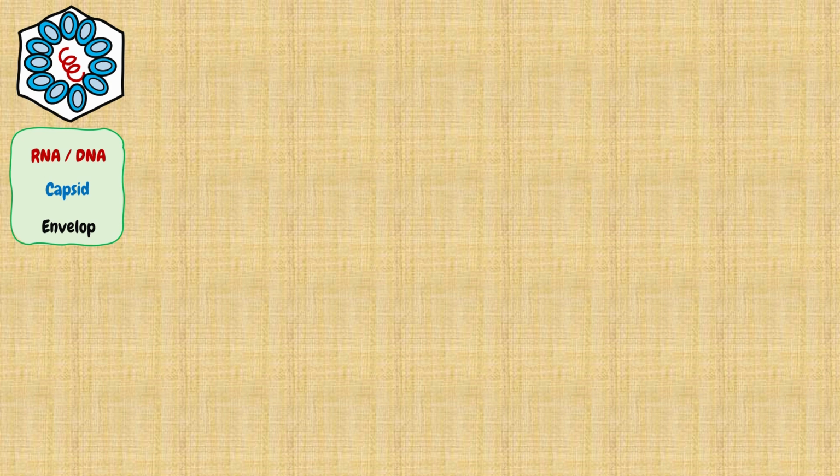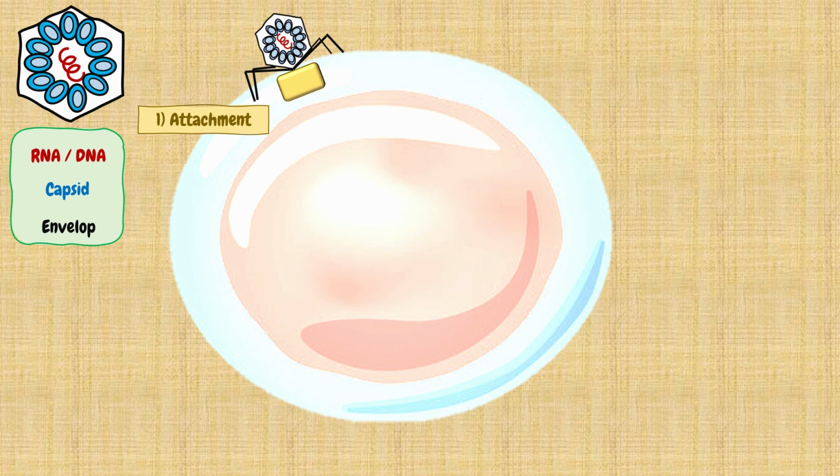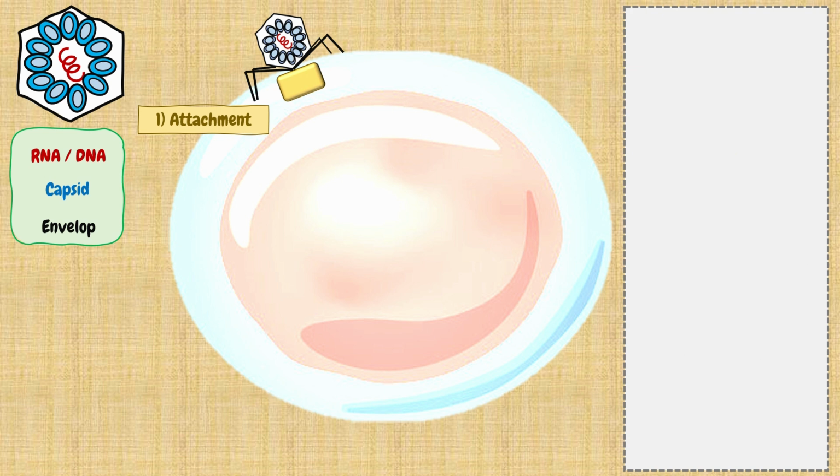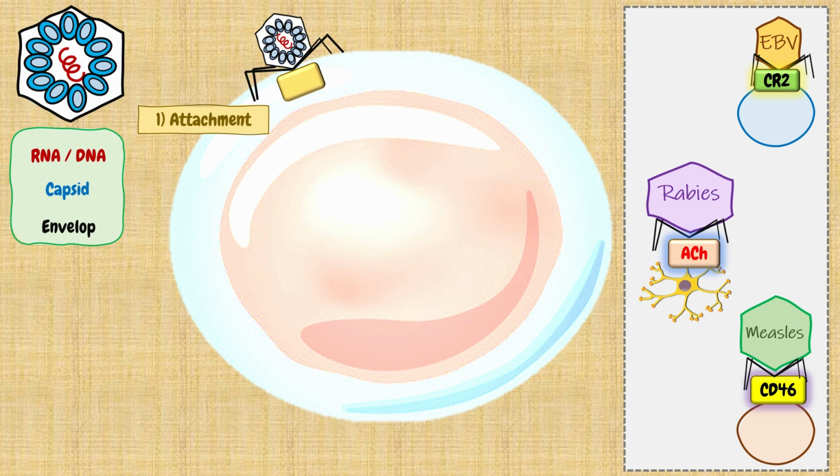Now, let's have an overview of how virus enters and replicates in the host cell. This is the host cell. Step 1 is that virus attachment to host cell is through receptor, which is specific for each virus. For example, all viruses need to interact with specific receptors on the cell surface. Examples include Epstein-Barr virus has attachment with CR2 on cells. Rabies has attachment with acetylcholine receptor on neurons. And measles has attachment with CD46 on cells.